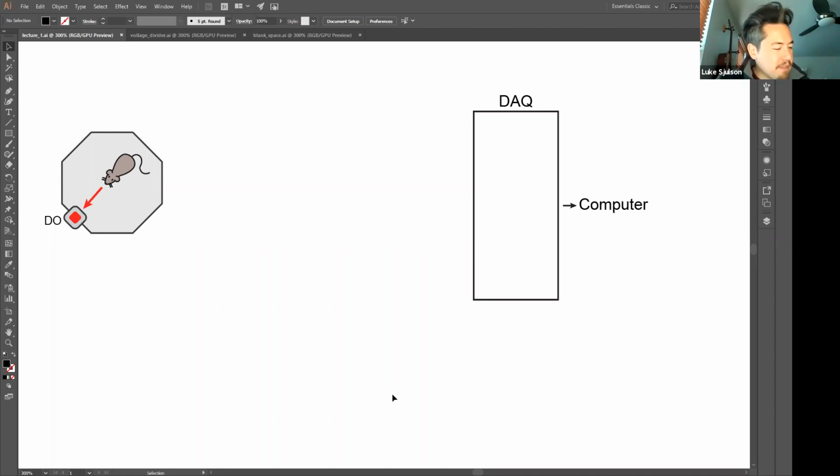Okay, so an analog signal would be something like the signal coming from an electrode, where at each point in time you have a different voltage and the voltage goes up and down, and you can plot it and you see things like action potentials.